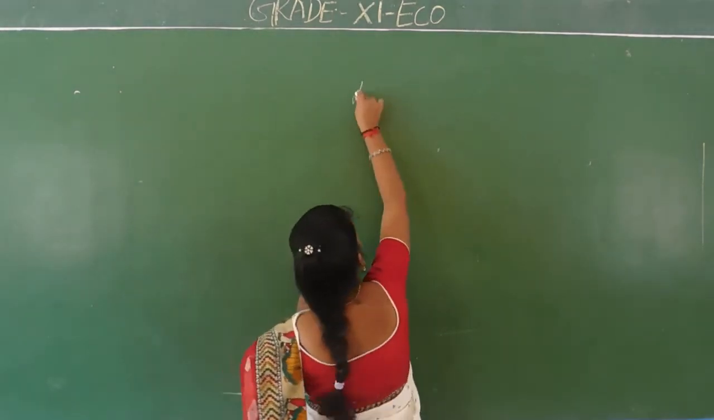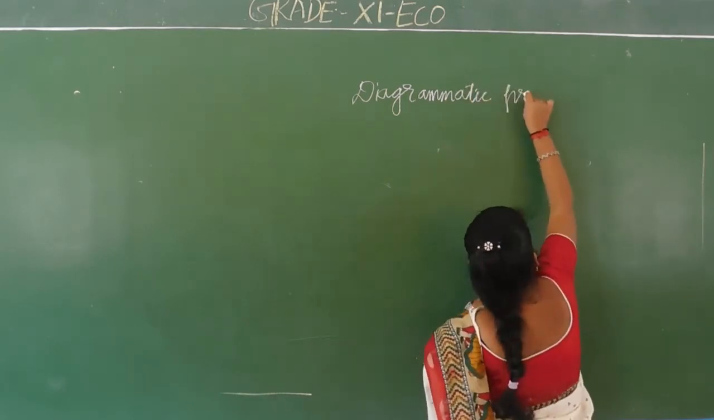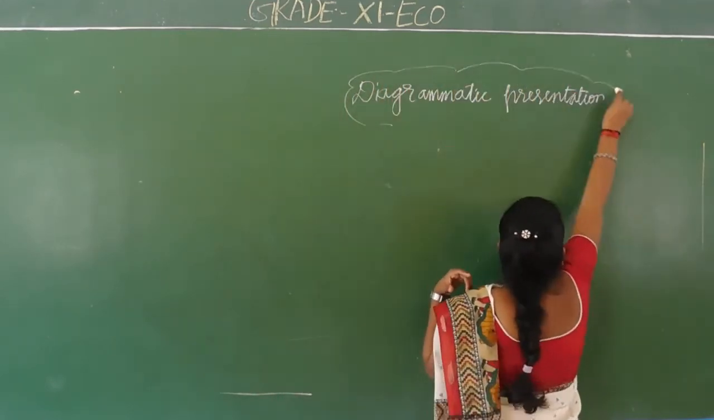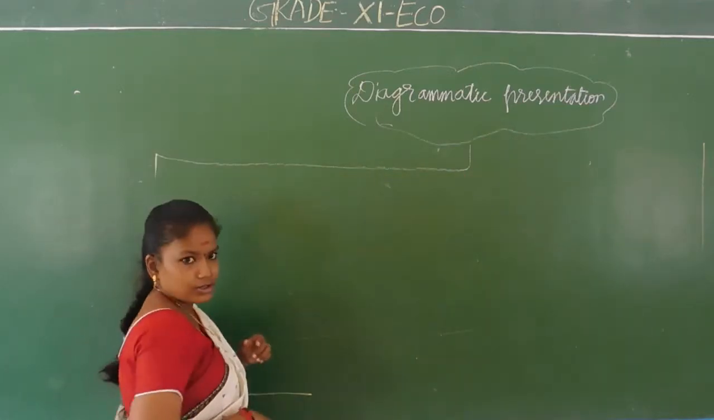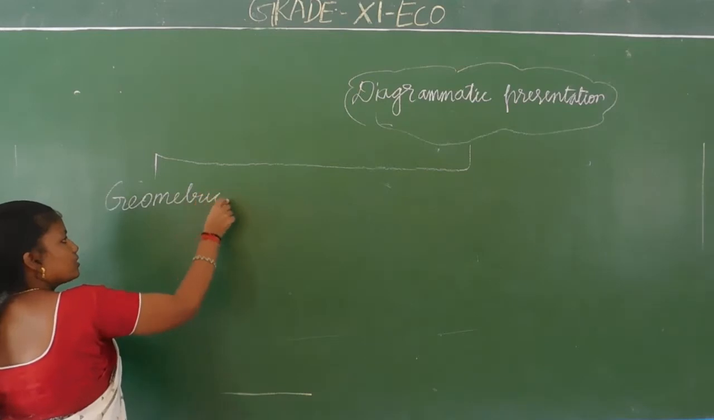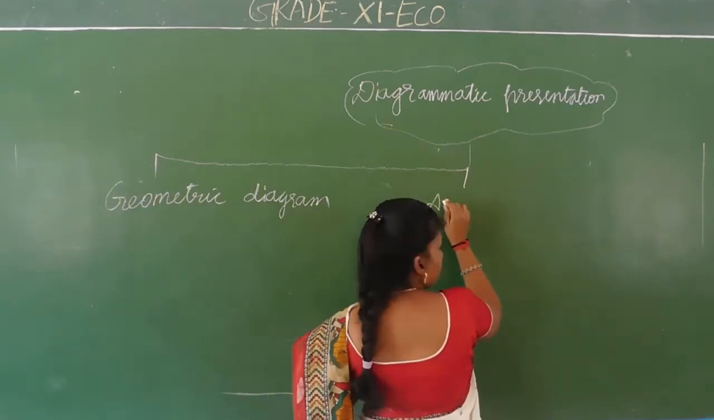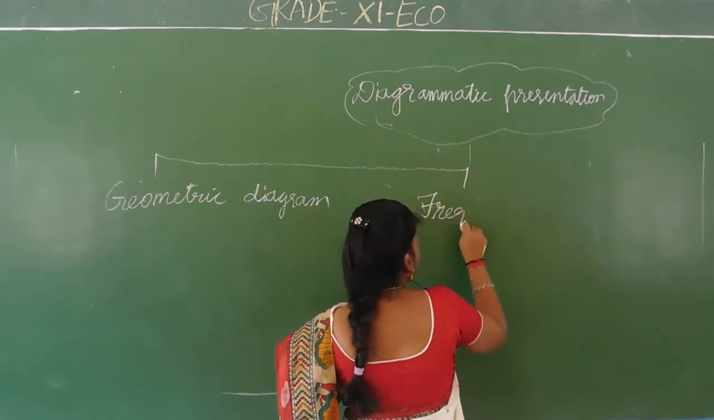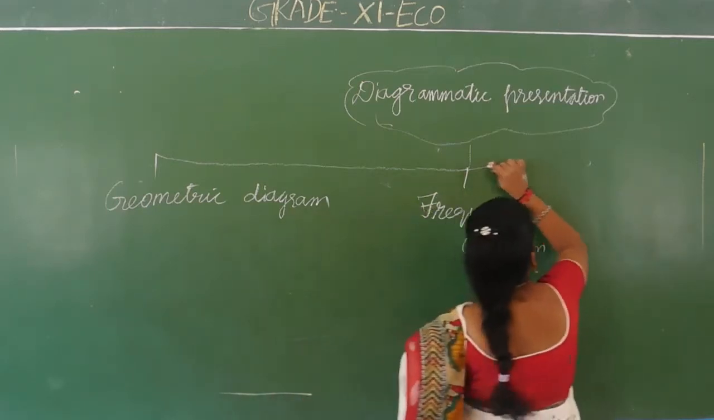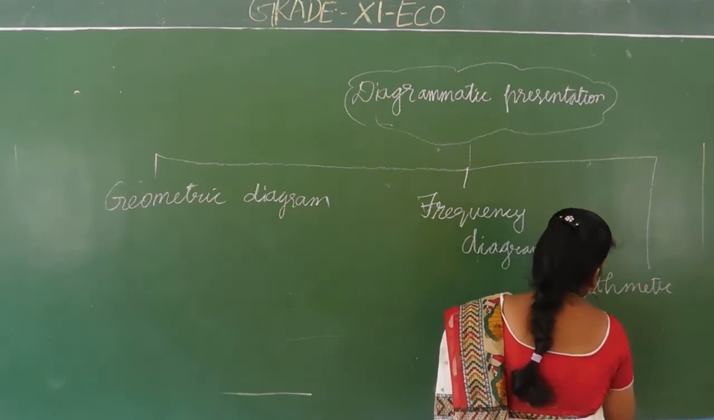So when we talk about the diagrammatic presentation, we have three forms. First, the geometric diagram. Second, the frequency diagram. And finally, the arithmetic line graph.